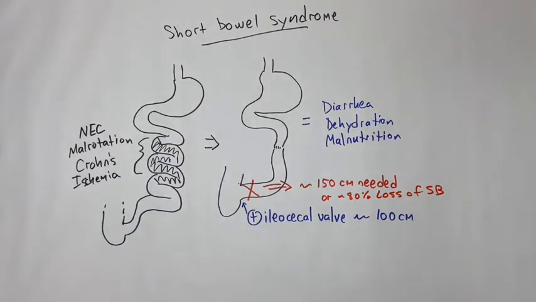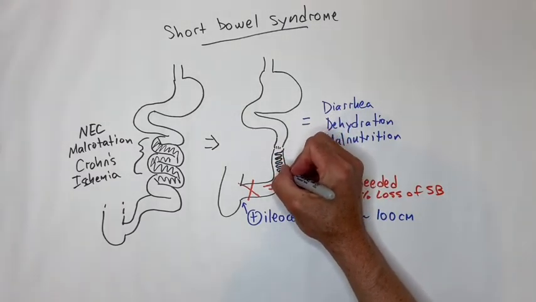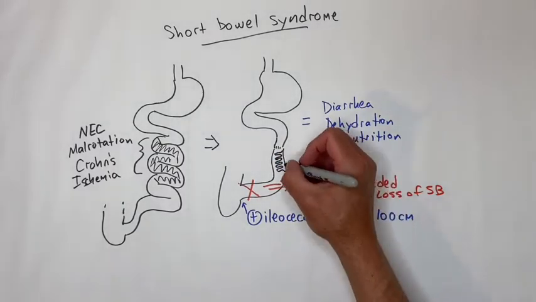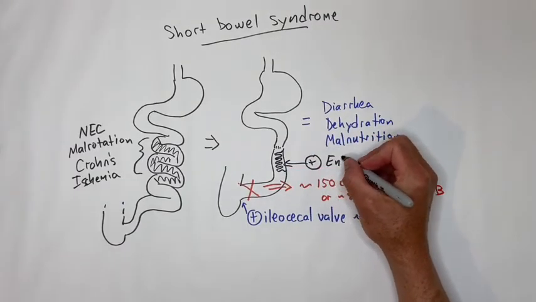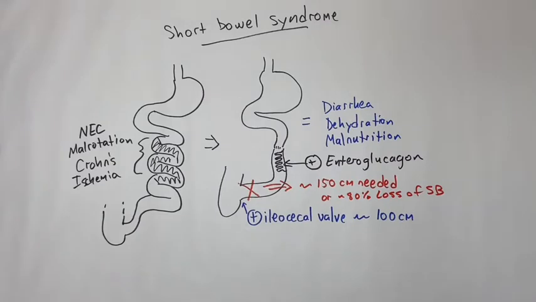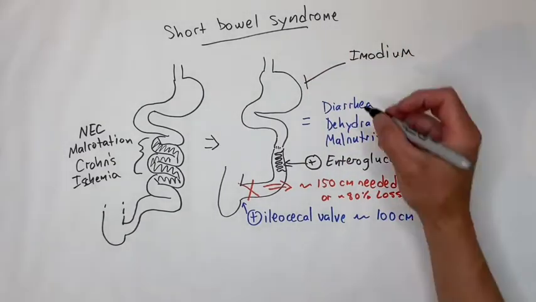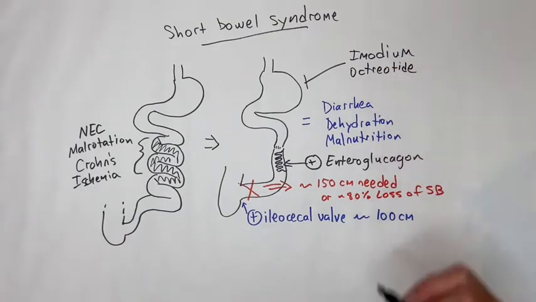Over time, the remaining small bowel can adapt to absorb more, a process driven by enteroglucagon hormone and increased villi in the mucosa. Medical treatments of short bowel syndrome include antimotility agents such as Imodium and octreotide to decrease intestinal secretions, and PPIs to decrease gastric acid.